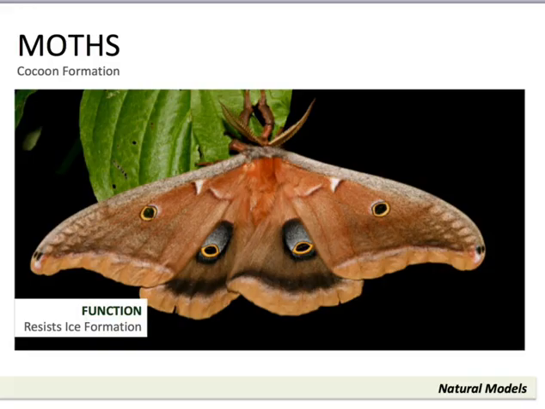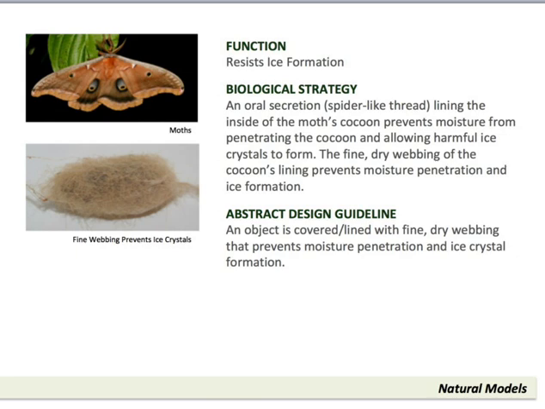So the first example is of different species of moths which build a cocoon that has a very particular function. That function is resisting ice formation. The strategy here is that the moths use an oral secretion that lines the inside of the cocoon and prevents moisture from penetrating the cocoon and ice crystals from forming. So this fine lining of material prevents moisture penetration and ice formation.